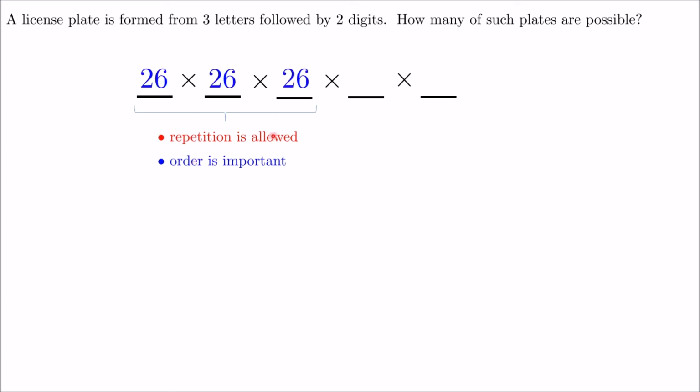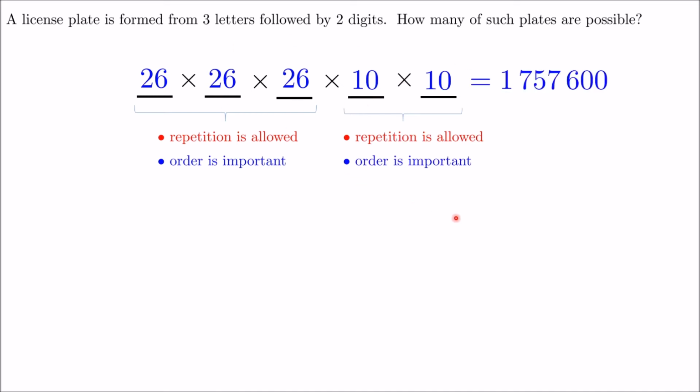So here's the initial multiplication. And now we've got to go through the same argument but with digits, remembering that there are 10 digits to choose from: 1 to 9 and then 0 itself. And multiplying these numbers together, we get almost 2 million choices.